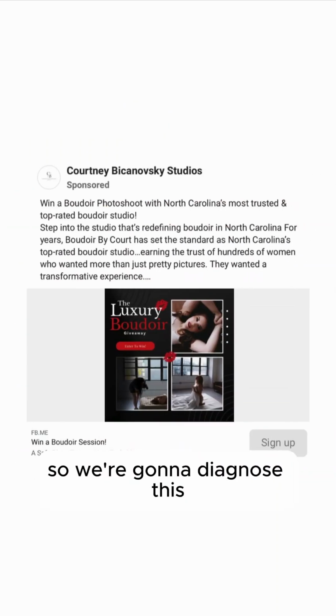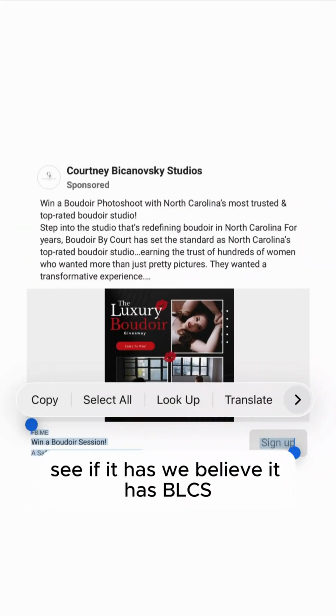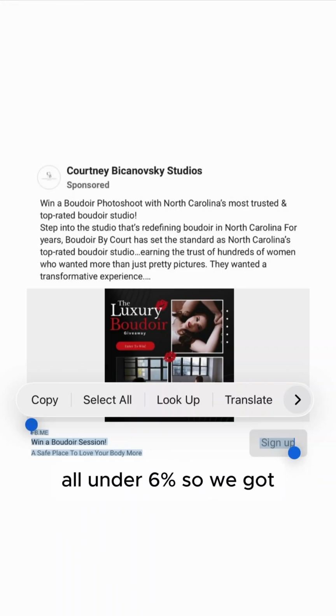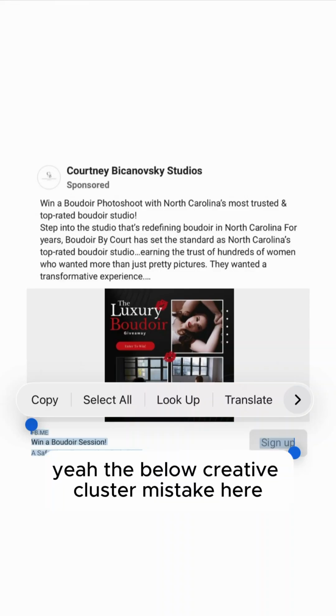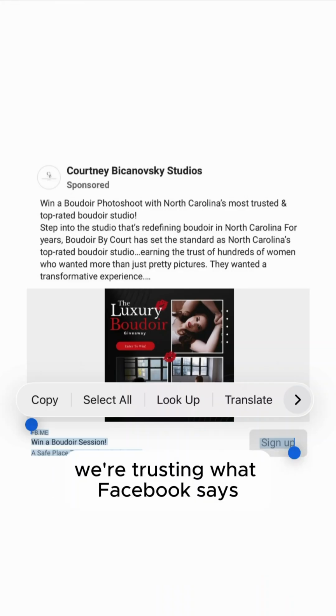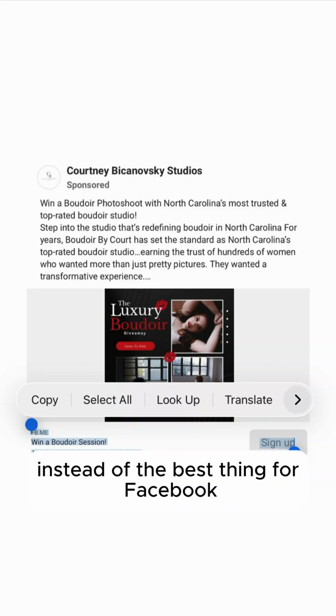All right, so we're gonna diagnose this, if we believe it has BLCS, Boudoir low click syndrome, with a unique CTR all under 6%. So we got the below creative cluster mistake here. The false belief that caused us to make this mistake is we're trusting what Facebook says we should fill out for our ad is the best thing for us instead of the best thing for Facebook.